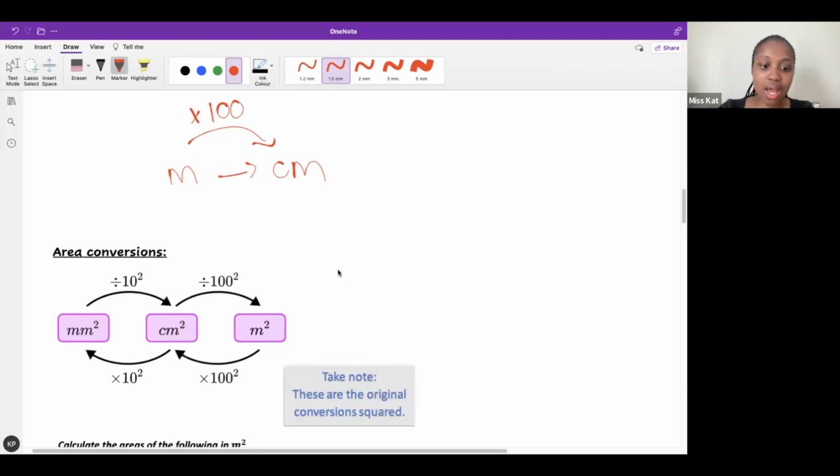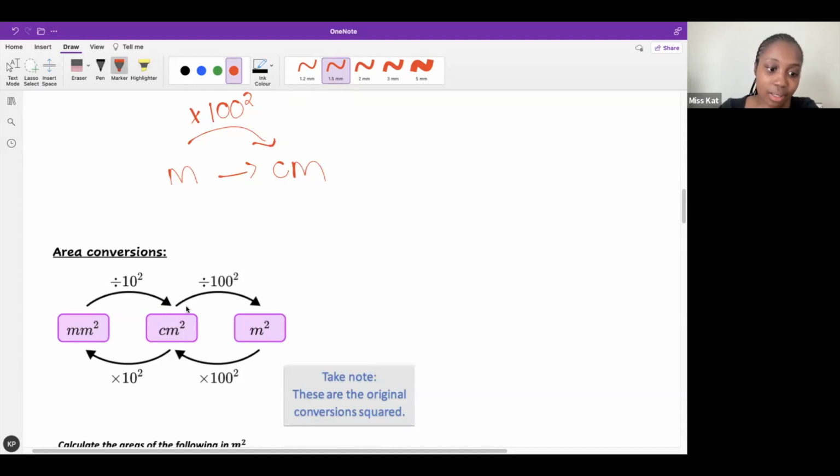That is correct. Now, if you look carefully at area conversions, when you're doing area, your unit is always centimeters squared or meters squared or millimeters squared. So instead of multiplying by just 100, you're going to multiply by 100 squared. Do you get it, guys? So if you learned the first sketch, actually, you can do this.